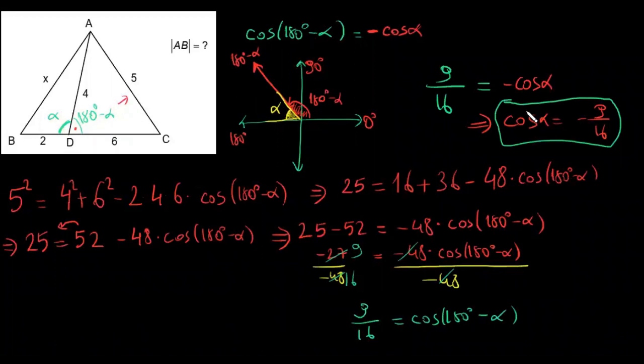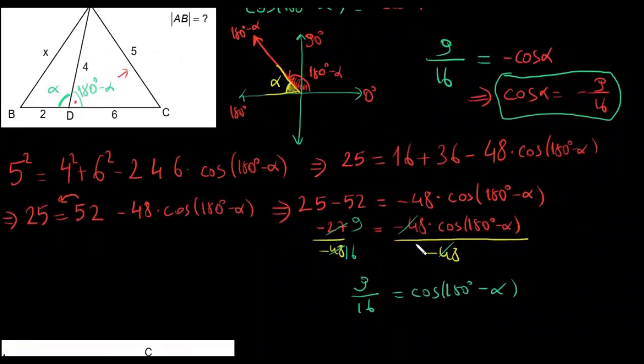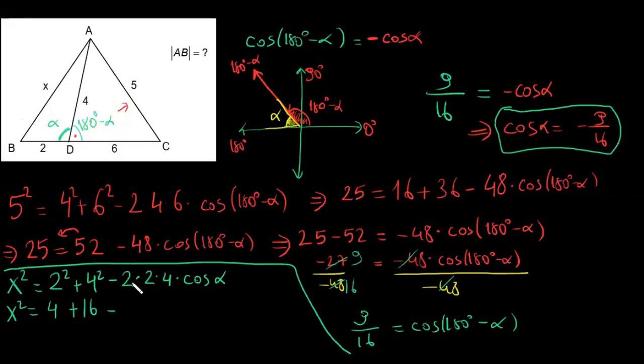Now, using this information, I'm going to find x. So let me use this space. All right, so opposite alpha we have x. X squared is equal to 2 squared plus 4 squared, because you see 2 and 4 adjacent to alpha, and then minus 2 times 2 times 4 times cosine of alpha. So x squared is equal to 4 plus 16 minus 2 times 2 is 4, 4 times 4 is 16, times cosine of alpha, which is negative 9 over 16.